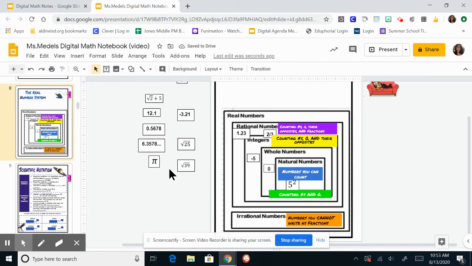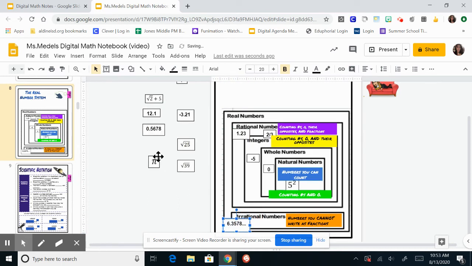Now, the problem becomes numbers like this. So I have 6.3578 and it says dot, dot, dot. Because it doesn't follow a pattern and I don't know which number is coming next, this is what I would call an irrational number. It doesn't make sense. It's kind of crazy. I don't know what's coming.